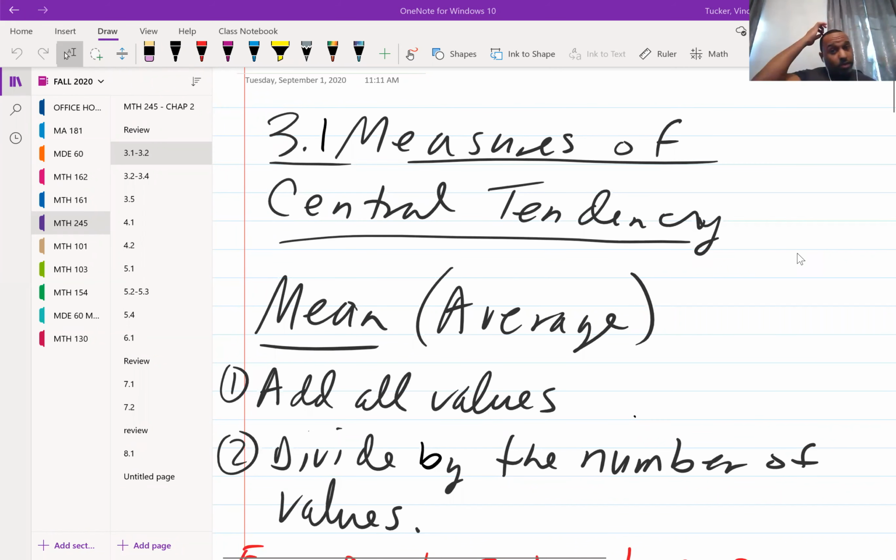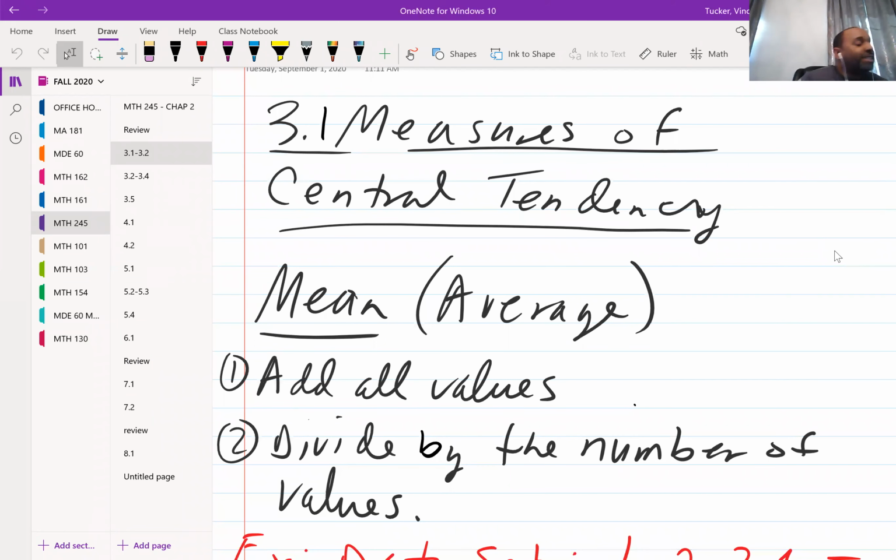All right, so starting with 3.1 today, measures of central tendency. Some of these you may have come across already. Your mean: in statistics, for the word average, we will be using mean. So very rarely will you see average. You'll see the word mean, but it means average.